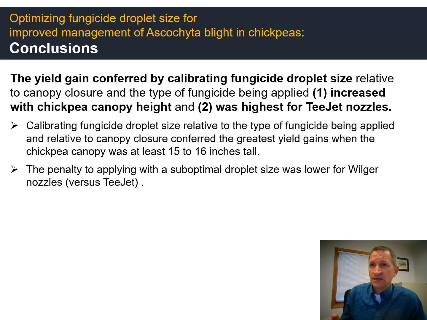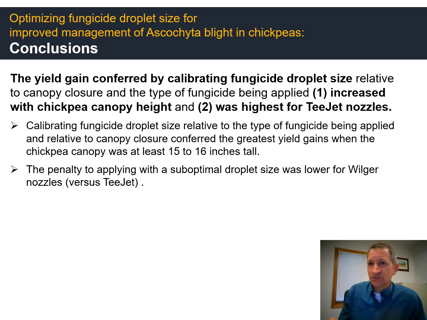On soybeans, the crop where we've done the most extensive testing of droplet size, the response to calibrating droplet size relative to canopy closure gave us yield gains of 50 to 100%. Yield increases, i.e. the amount of yield gain conferred by the fungicide increased by 50 to 100% by calibrating droplet size relative to canopy closure with T-jet nozzles.